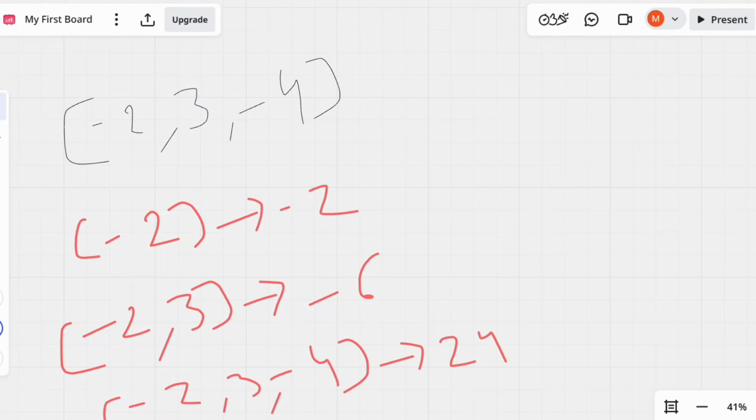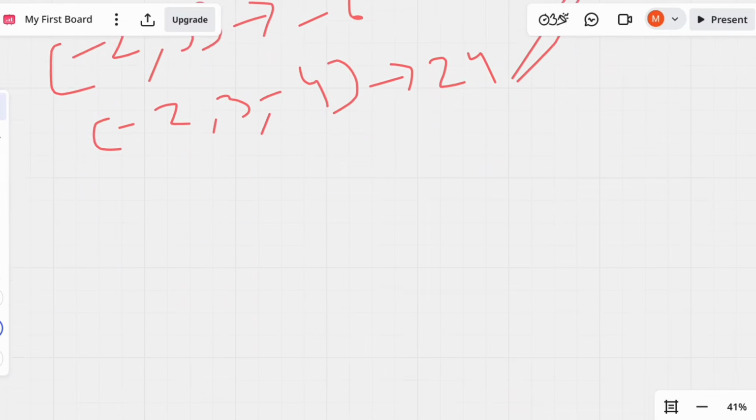Now see. We started with a negative number. Then it became more negative. But finally it became a positive and large number. So negative into negative gives a positive number. Minus 6 into minus 4 equals 24. It's a positive number. That's why we can't ignore minimum values.